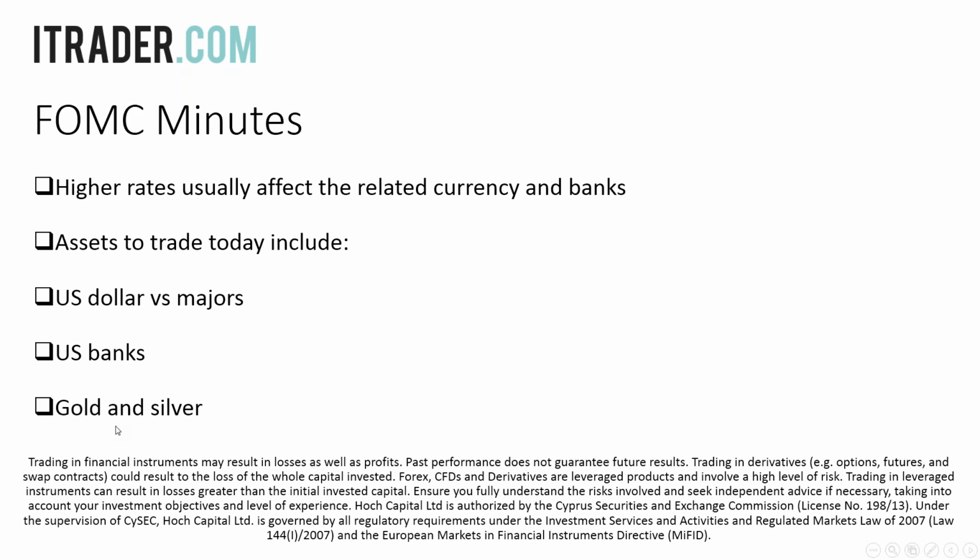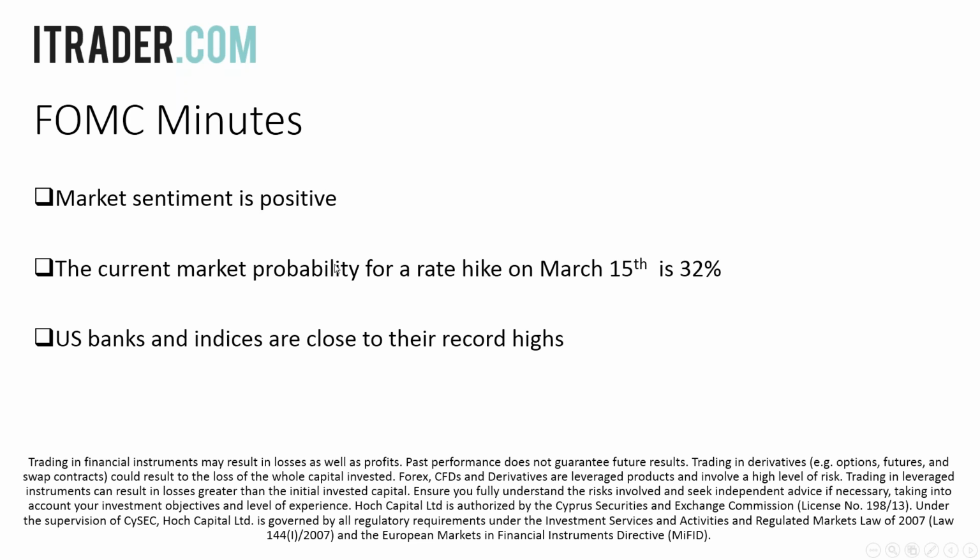Gold and silver, of course, metal commodities you can trade, work with opposite correlation with the US dollar, which means usually what we learn from history is that when the US dollar goes up, gold goes down, and the opposite. So you can trade on both. Okay. Market sentiment is positive.